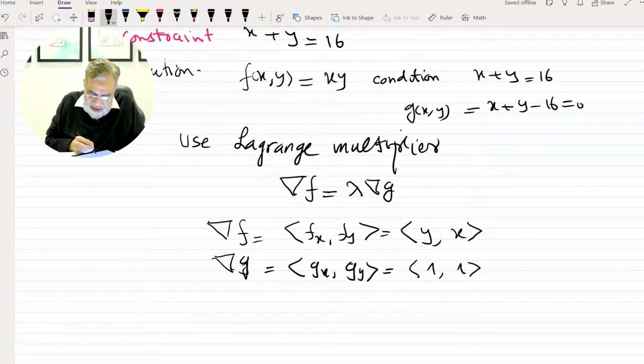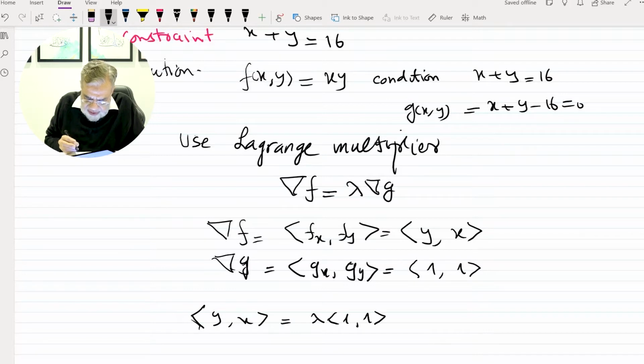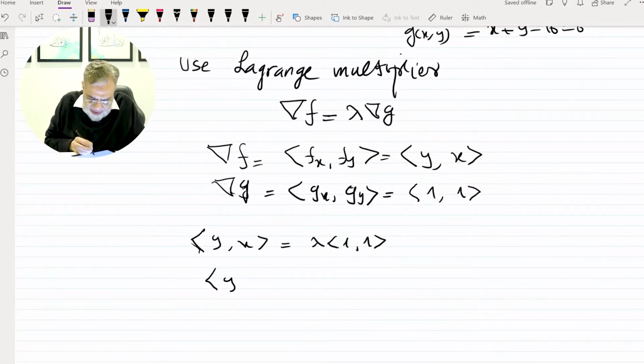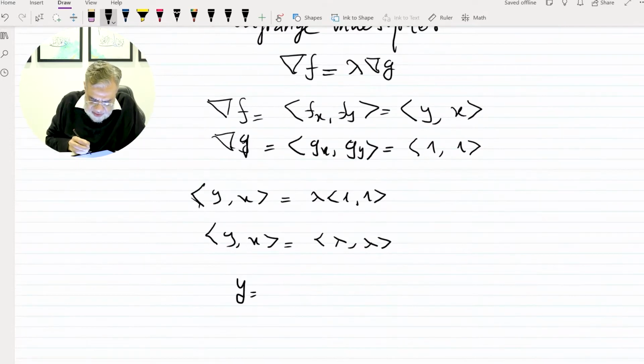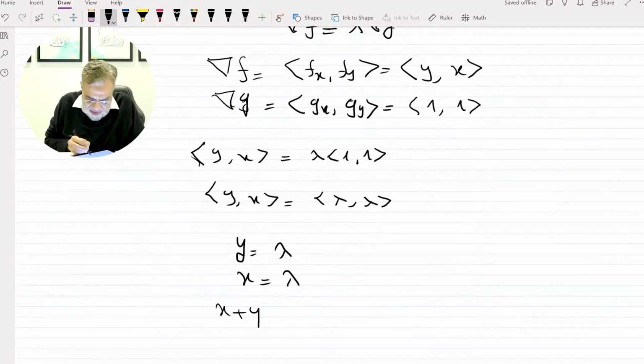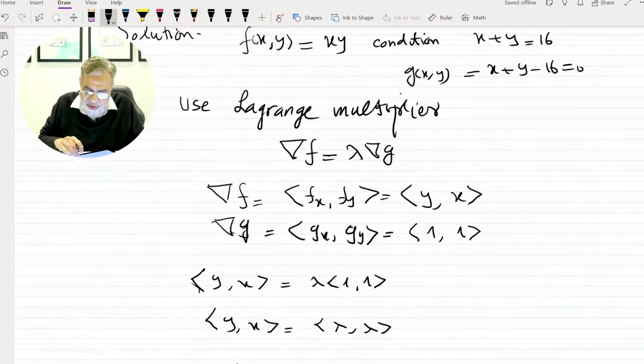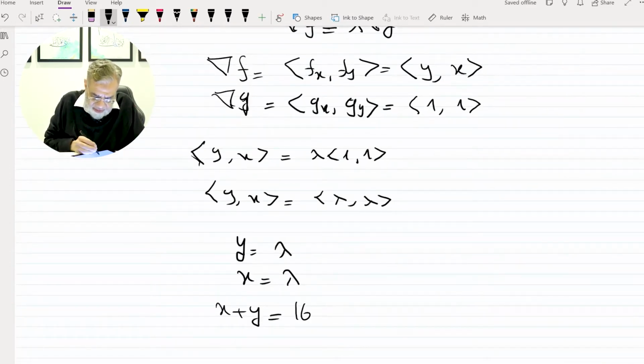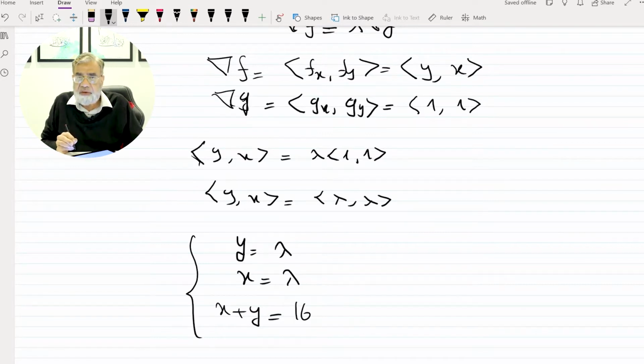So the Lagrange multiplier equation gives (y, x) equal to lambda times (1, 1). That is, my gradient of f is equal to (lambda, lambda). So I get the equations y is equal to lambda and x is equal to lambda. There are two equations; we need a third equation. The third equation is g(x, y) equal to 0, the condition, and that condition was x plus y is equal to 16. This is my third equation. I want to solve these three equations to get the values of x, y and lambda.